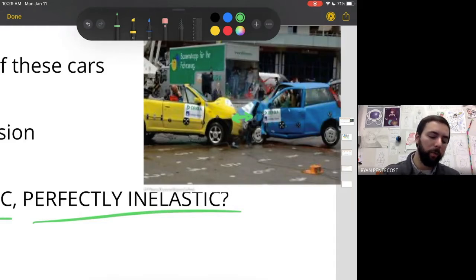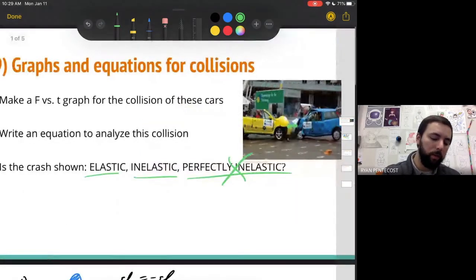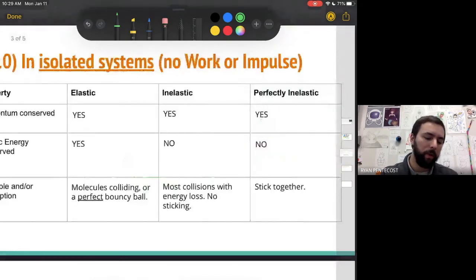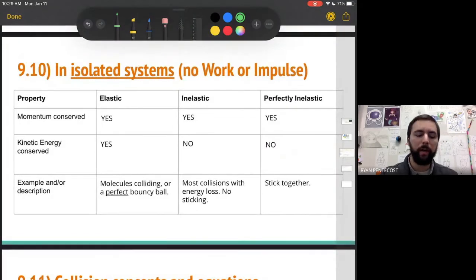So that won't be perfectly inelastic, also won't be elastic. So this is an inelastic collision. Okay? We'll talk about why now. Usually in class, all this information pops up as we discuss it, but I can't really do that on these videos easily.